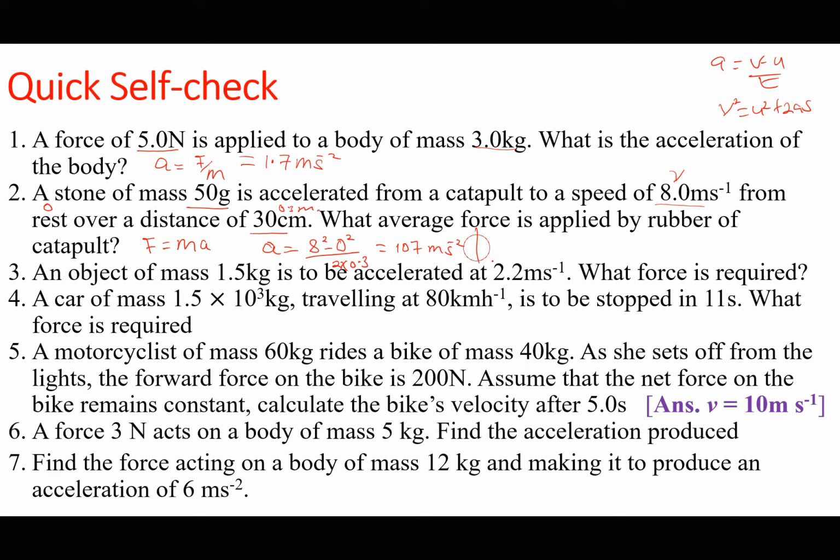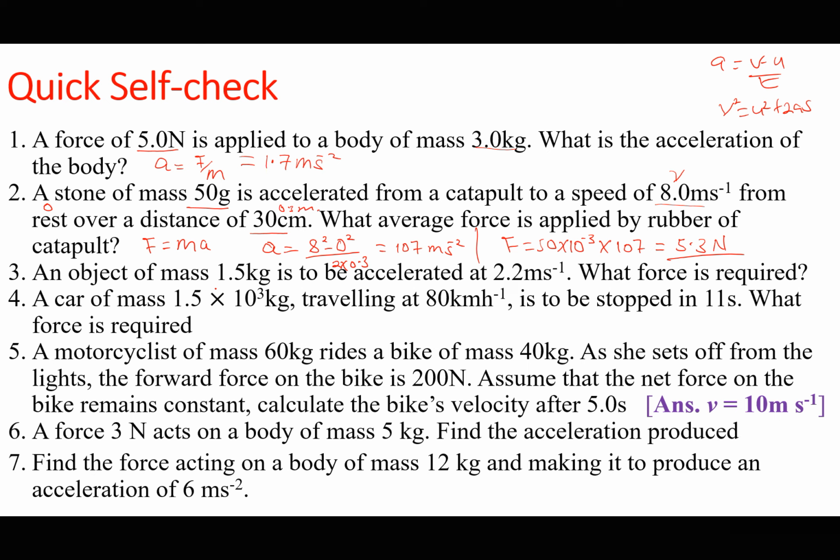meters per second squared. So it means the force is going to be equal to 50, but it is in grams, so it is 50 times 10 to the power of minus 3, then times the acceleration, which is 107. So the average force is about 5.3 newtons.